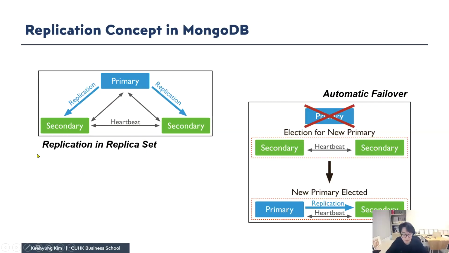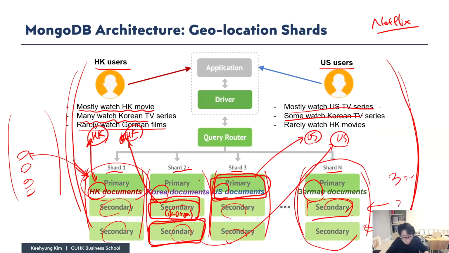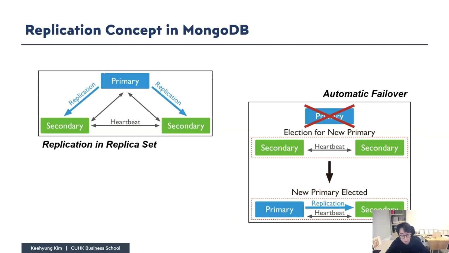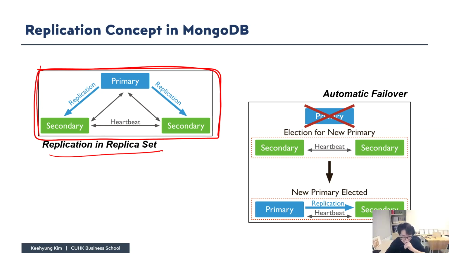Okay, so basically, this is a replication concept in MongoDB. In one shard, we have these multiple servers. So in MongoDB, we call this a replica set. We call it a replica set because in one shard, when you have multiple servers, the secondary will copy the information of the primary. So it's a replica set. That's why we call it that.